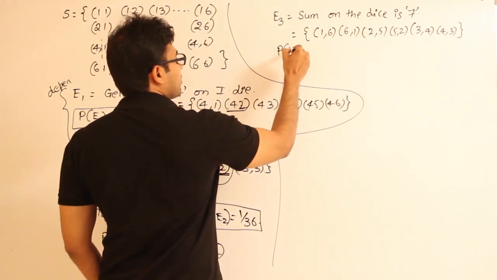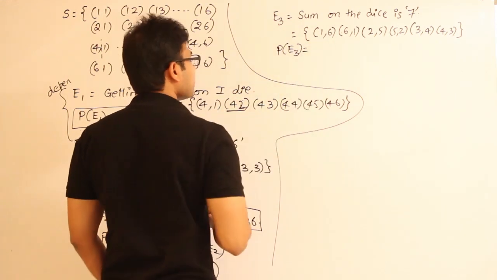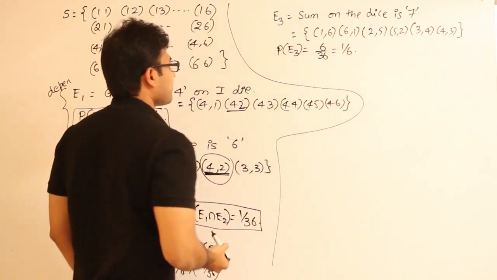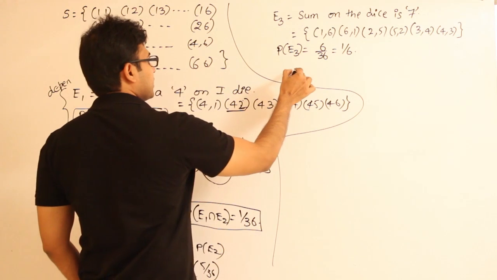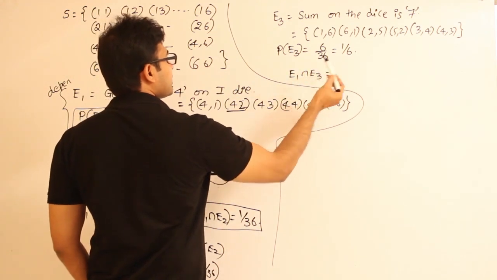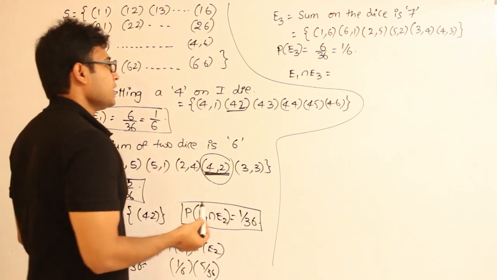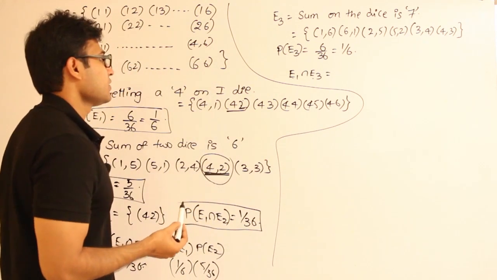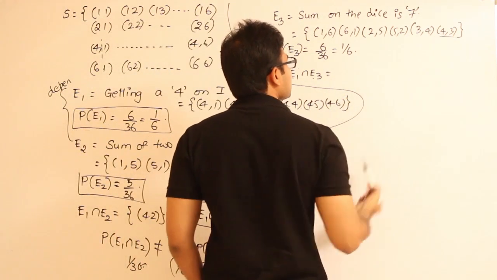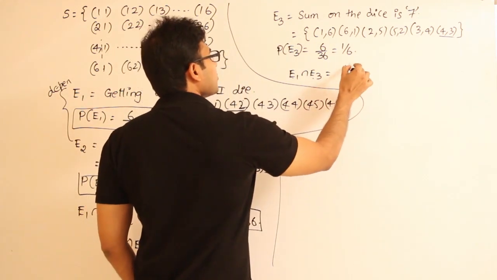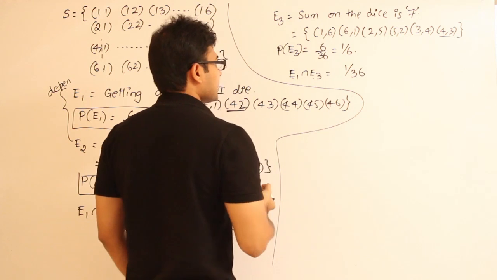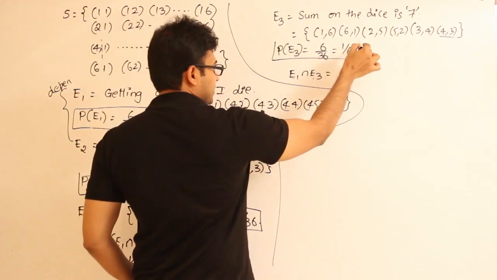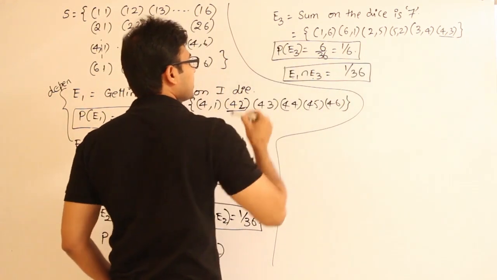Now what about the probability of E3? Out of 36 events, 6 elements are favoring us. So 6 by 36, which is nothing but 1 by 6. Now think about E1 intersection E3. So what is E1 intersection E3 here? The event of getting a 4 on the first die and the sum of both the dice equal to 7. So only one event will be favoring, which is (4,3), and so the probability is 1 by 36. Now if you observe this, P of E1 equal to 1 by 6, P of E3 equal to 1 by 6, and P of E1 intersection E3 equal to 1 by 36.